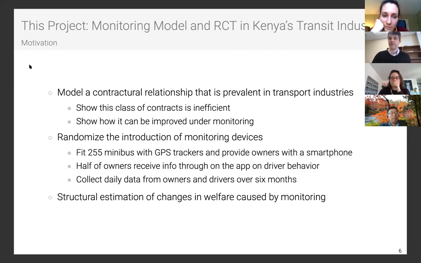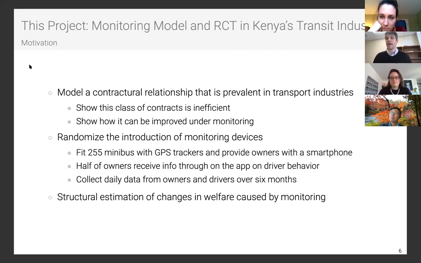We then go ahead and we do our RCT. So we randomize the introduction of a monitoring device, and we fit 255 buses with GPS trackers and provide those owners with a smartphone. Half of the owners that we did this with, we actually provide the information from the tracker to their phone via an app.